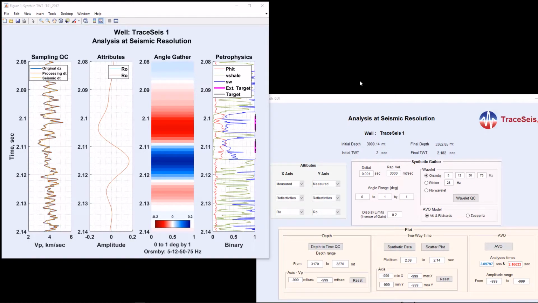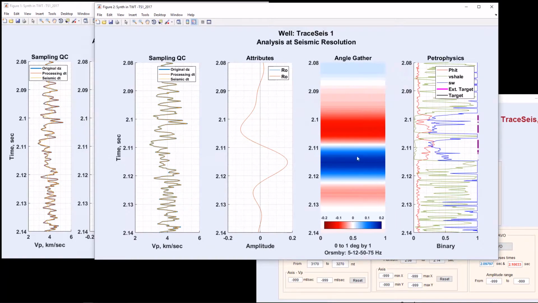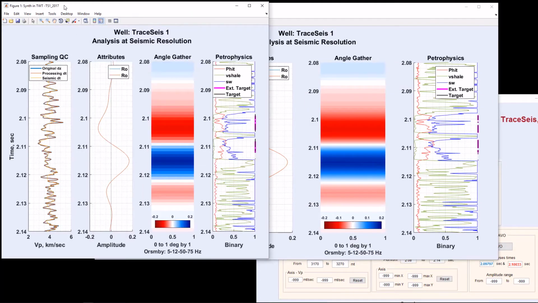Let's start by doing the QC of the normal incidence trace. For this I have plotted only from 2.08 to 2.14 seconds, displayed only the normal incidence trace in both the attributes and the angle gather track. At this scale we can clearly see the limits associated to the 1 millisecond sampling interval. We see this in both the angle gather and in the sample QC display. To minimize this, I'm going to plot at 1/10 of a millisecond. With this I have minimized that effect in both the angle gather and the sampling QC tracks.